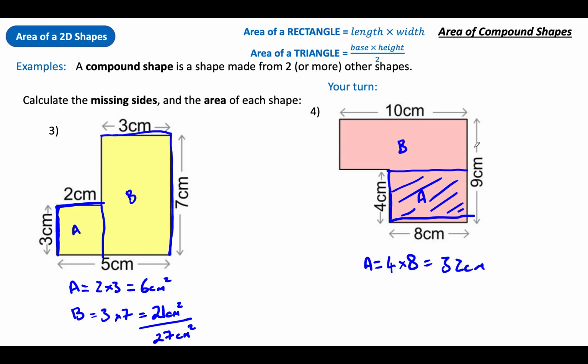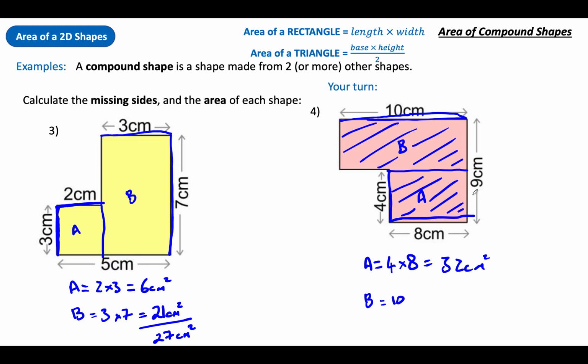I couldn't have used the 9 because the 9 goes across A and B. That's no good to me. Oh, remember it's centimeters squared. Right, B. We want this shape now. I've got my length, or width, whatever you want to call it. Even if I can't draw a straight line, I've still got that, which is 10.